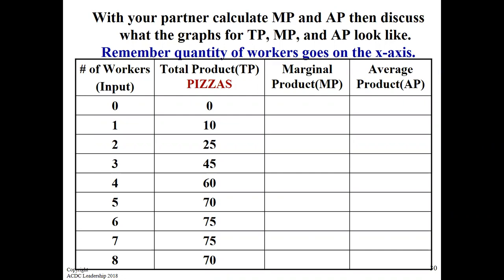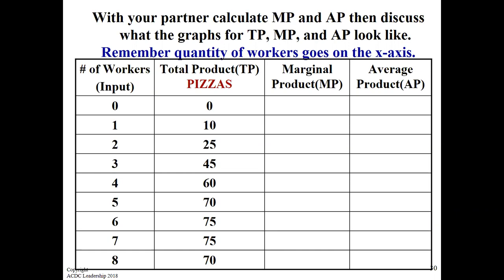For the second stage, you look at it. What's it do? 60, 70, 75. It's going up. Okay. So MP down, TP up is the second stage. And then the third stage, they're both going negative.